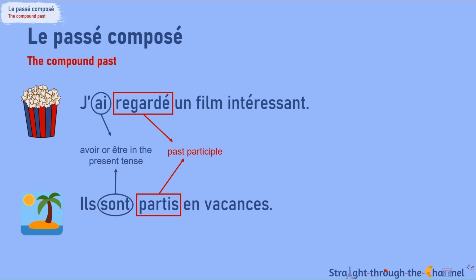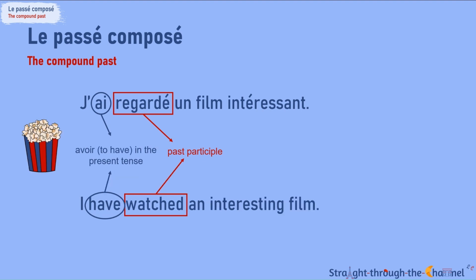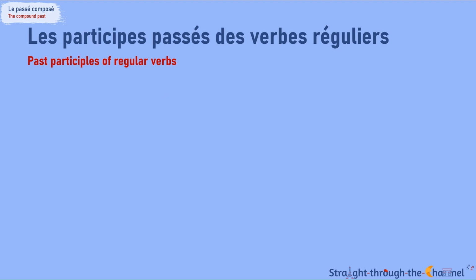Now, let's look at the structure of the passé composé, or compound past. It is called composé, or compound, because it is made of two parts. There is the verb avoir, or être, in the present tense, followed by the action word in its past participle form. In that sense, it is pretty similar to the present perfect in English. For example, I have watched is made up of to have in the present tense and the past participle of to watch. So, to build the passé composé and other compound tenses you may encounter later in your learning journey, you will need to know how to create the past participle of an action word from its infinitive.